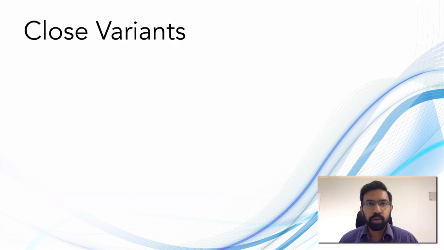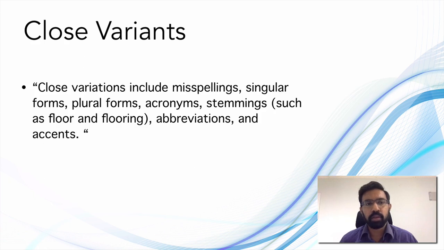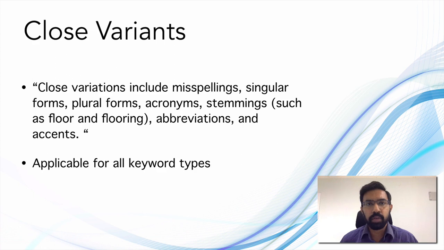Before we get into the examples, let's look at what close variants are. Google defines close variants as keywords which include misspellings, singular forms, plural forms, acronyms, stemmings, abbreviations, and accents. Google tries to understand what your keyword is about, and it includes the close variants by default. This is applicable for all keyword types. For example, if you have a keyword called shoe in your phrase match keyword, the ads will trigger even for the keyword shoes, which is a plural form of shoe.